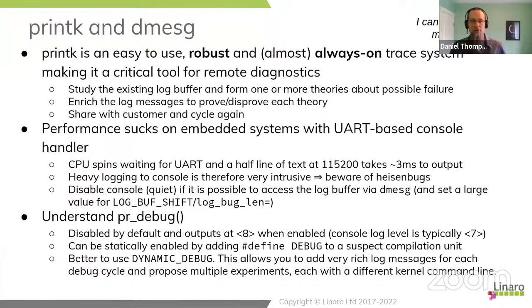There are mitigations. The simplest mitigation is not to send it to the UART. So if you disable the console, you put quiet on the kernel command line, and then extract the dmesg buffer by some other means after the fact, then we can have lots and lots of printing, because it's not the formatting of the string that's expensive, it's the sending it to the UART. So turning it off will help.